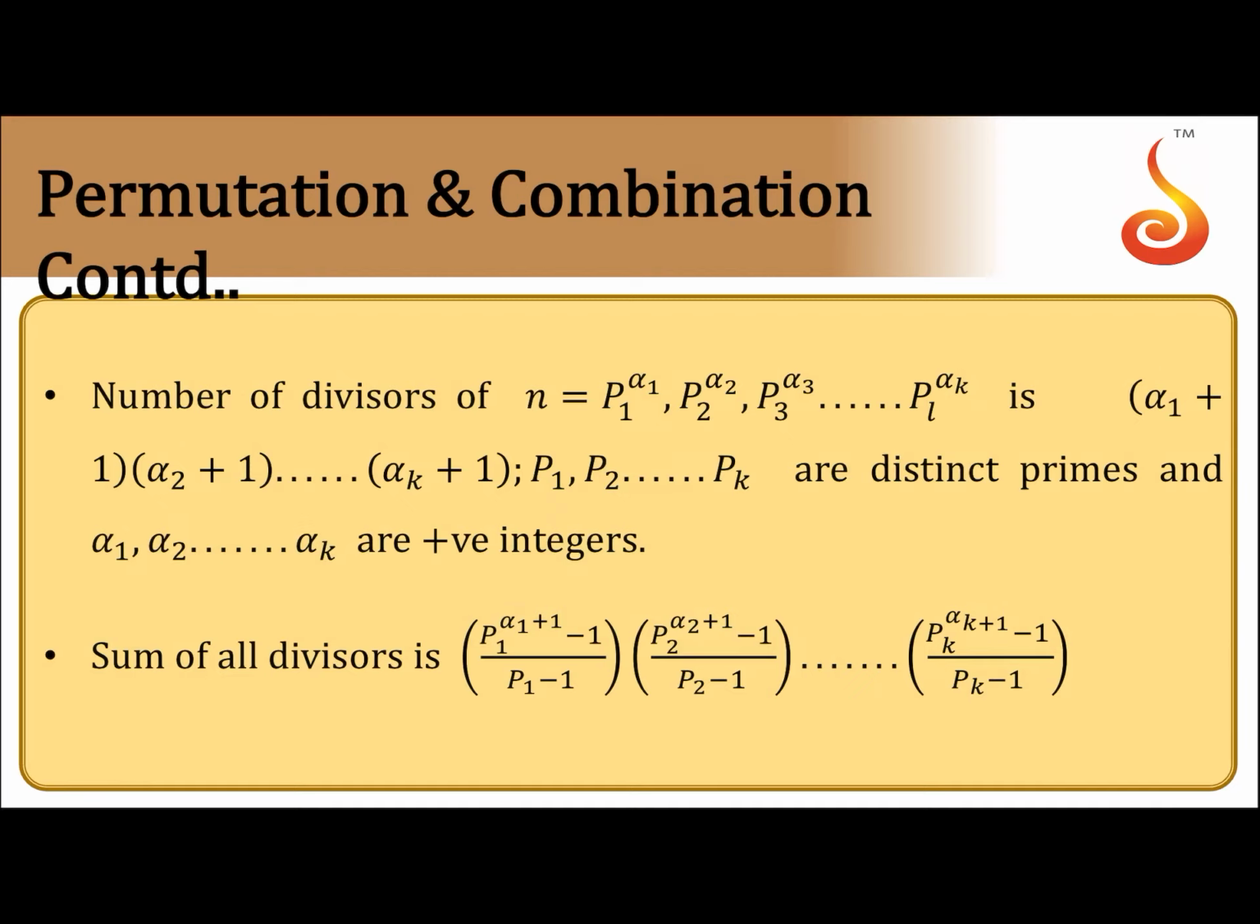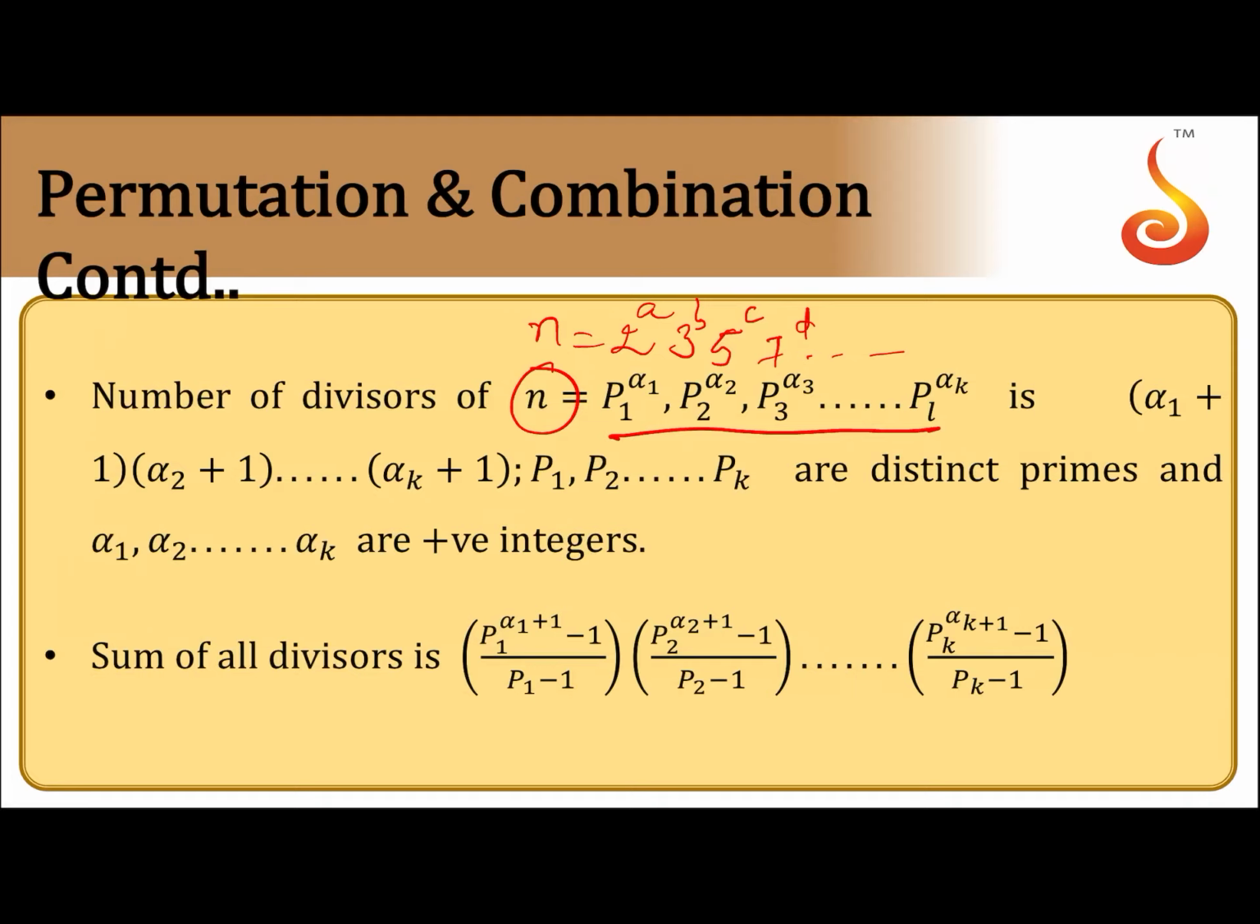Coming next, the number of divisors. Suppose any number is represented in this fashion, that is the prime representation: n is equal to 2 to the power of a, 3 power b, 5 power c, 7 power d and so on. This is called the prime factorization of n.